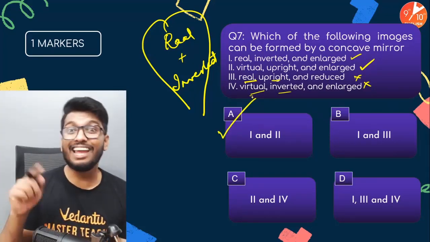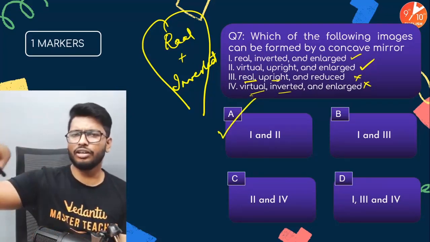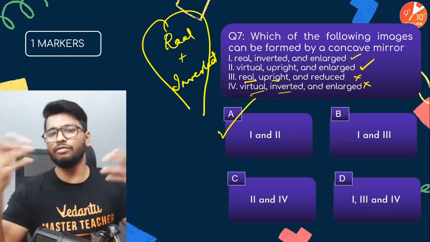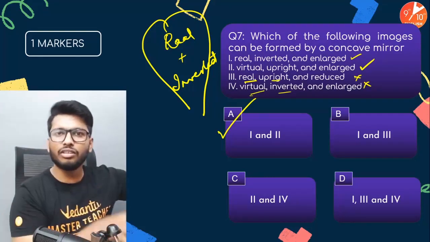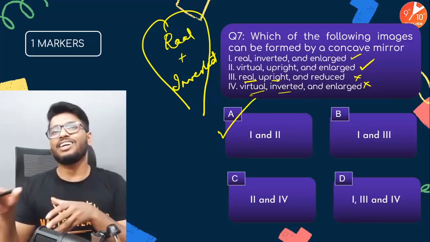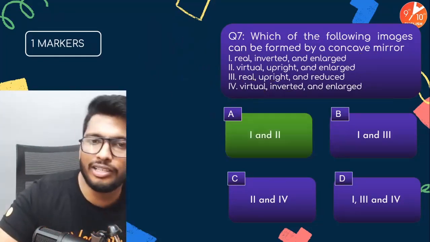That's it. This is called the elimination method. This is one way to do it in your exams also. If you want, you can follow this method where you eliminate the answers that you know are wrong. Then figure out which is the right answer. All right. Moving on to the next question.